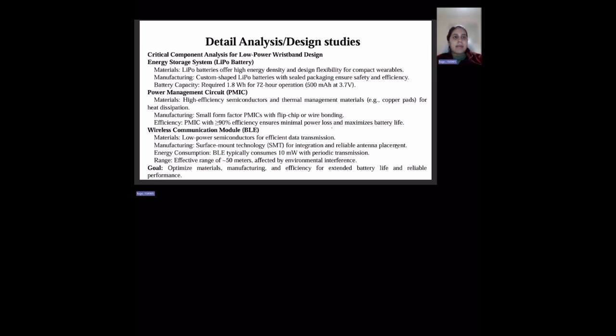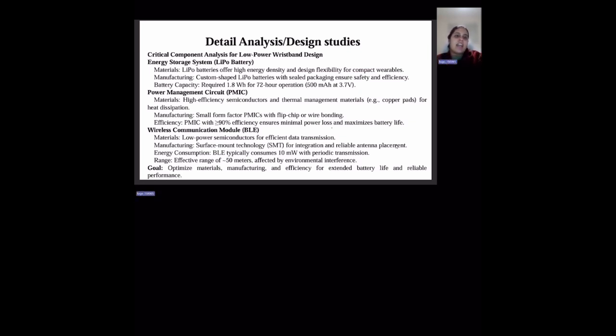The detailed analysis and design studies for the critical components: the energy storage system, which means the LiPo battery. For materials, the LiPo battery offers high energy density and design flexibility for compact wearables. For manufacturing, constant shape LiPo batteries with sealed packing ensure safety and efficiency. And also the battery capacity requires 1.8 for 72 hours of operation.